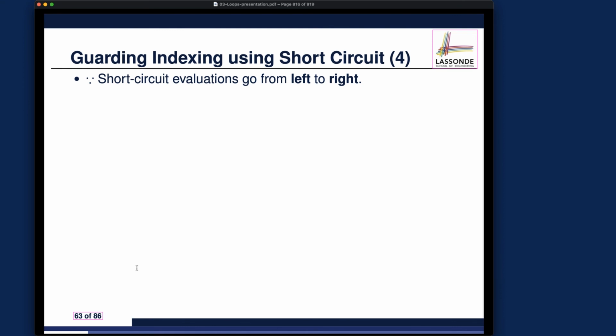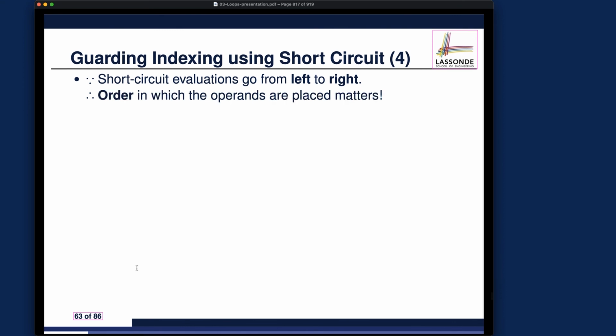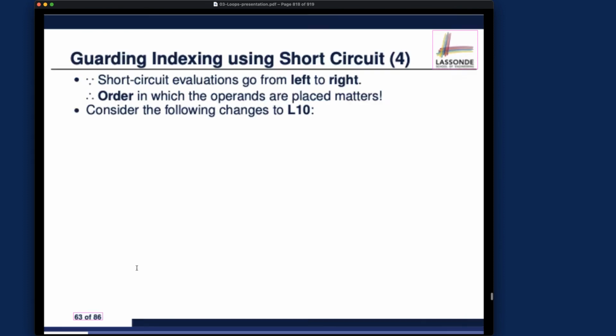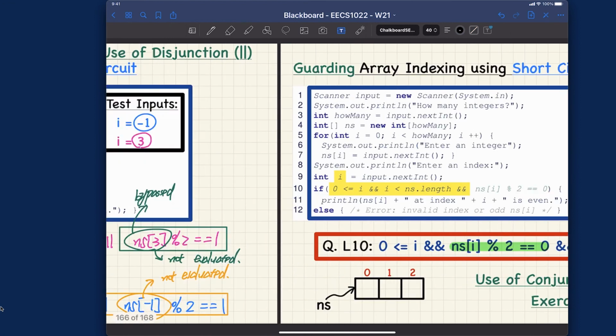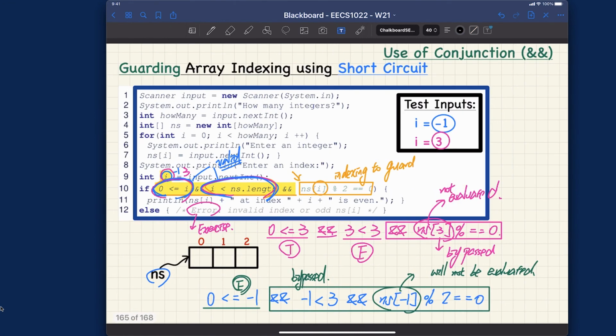Short circuit evaluation always goes from left to right, so that's the main principle. And the order in which the operands are placed matters. It really matters. Let's see this. When I say line number 10 over here, I really talk about line number 10. Let me give you the example here. You can see line number 10, so this is really the branching condition, right?